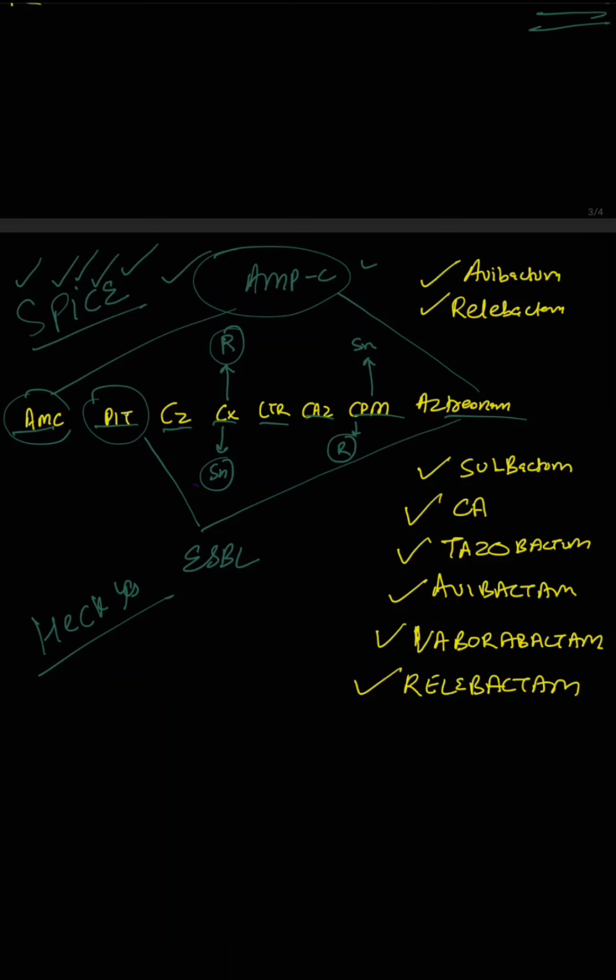Then in the ESBL case, the BLBLIs will be working, but third generation cephalosporins and aztreonam won't be working. How will we differentiate? Cefoxitin will be resistant in case of AmpC, and in ESBL it will be sensitive, and it will be vice versa in case of cefepime. That is, cefepime will be sensitive in the AmpC and resistant in the case of ESBL. So what actually will work here? In case of AmpC, avibactam and relebactam will work. In case of the ESBL, sulbactam, clavulanic acid, tazobactam, avibactam, vaborbactam, relebactam will be working.